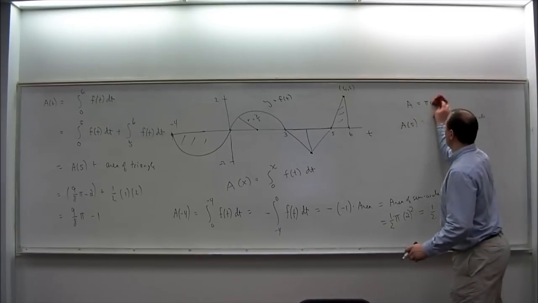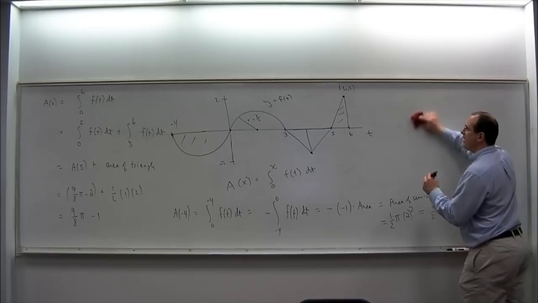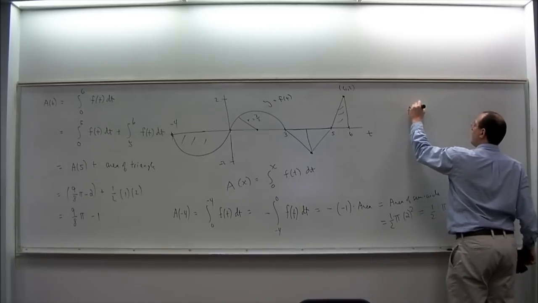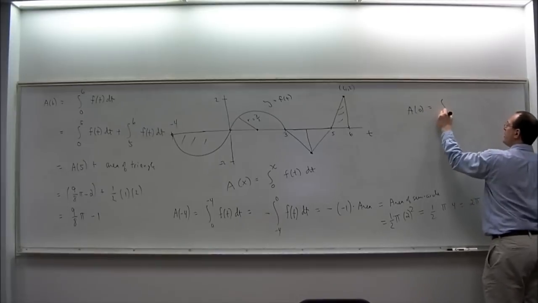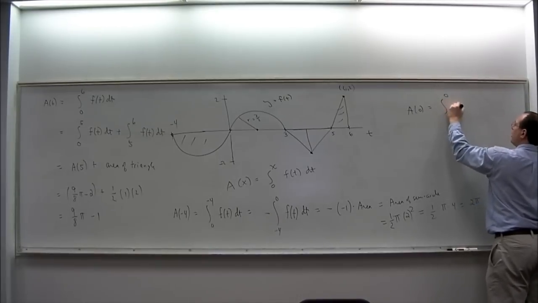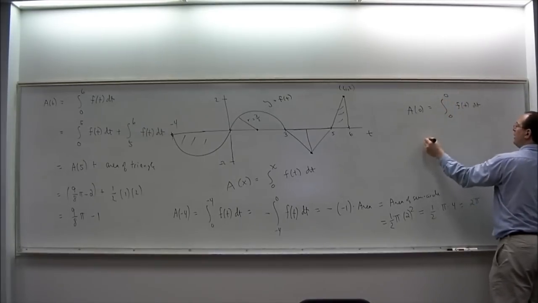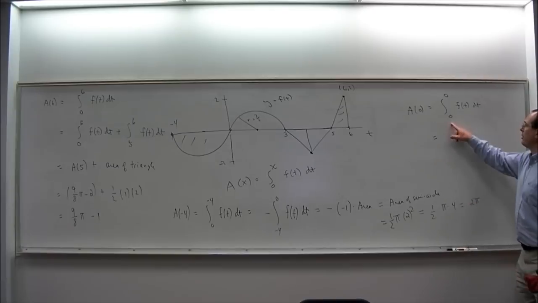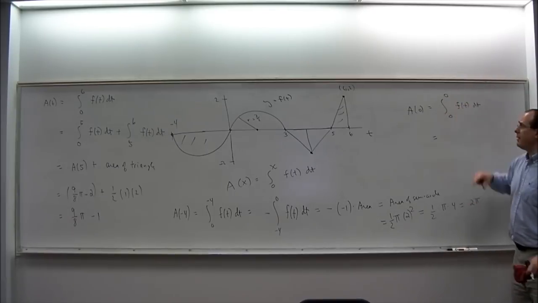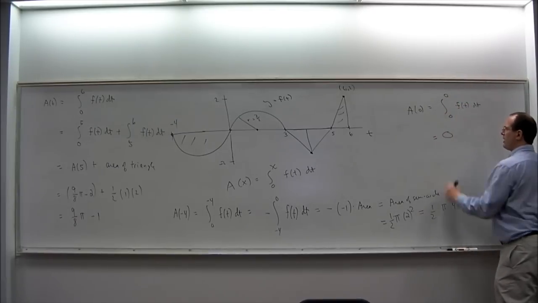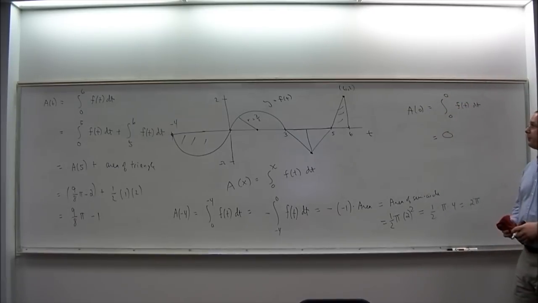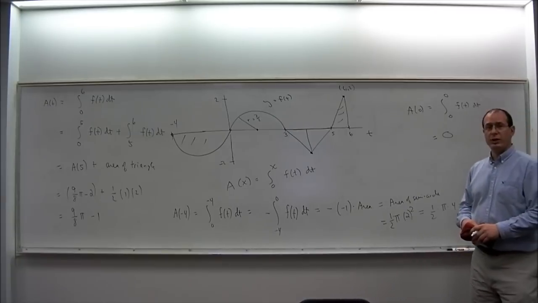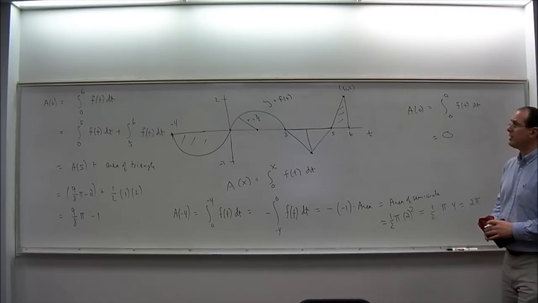And one last one. What is A of 0 itself? A of 0 would be the integral from 0 to 0 of f of t dt. And anytime the upper and lower limits of integration are the same, the definite integral comes out to be 0. So A of 0 would equal 0. Okay, so there's a look at the area function.